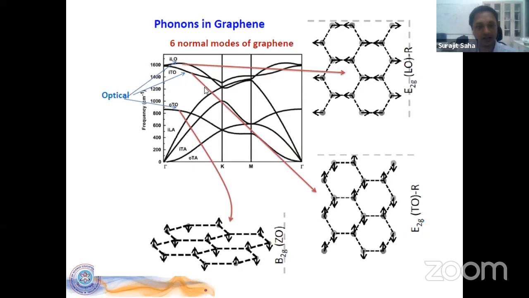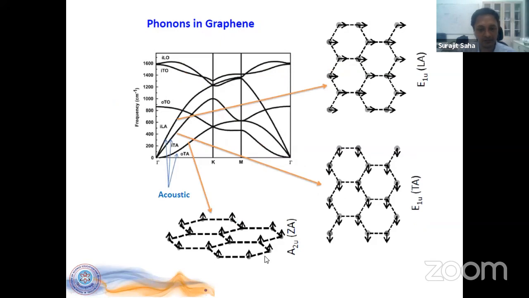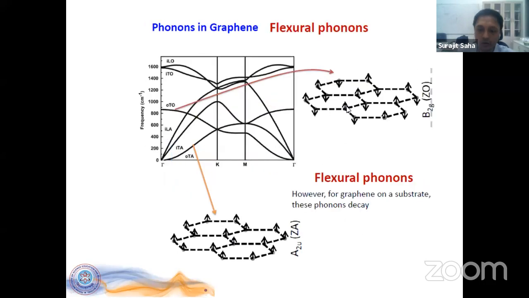Now these three optical modes are the ones that we are worried about in Raman. One is called an in-plane vibration, where you can see these atoms move with respect to each other. Another one is also an in-plane vibration. And then this is the out-of-plane vibration of the carbon atoms. Similarly, these acoustic modes are also there, which we don't deal with. They are also in-plane and out-of-plane vibrations of the carbon atoms, and the two out-of-plane vibrations are often referred to in the literature as flexural phonons or flexural modes.